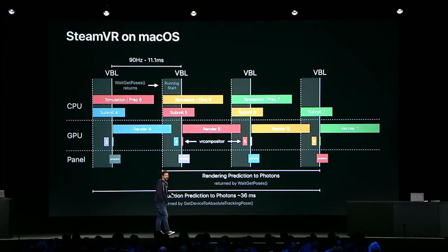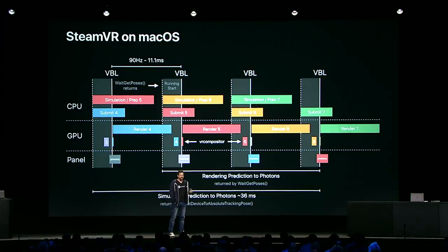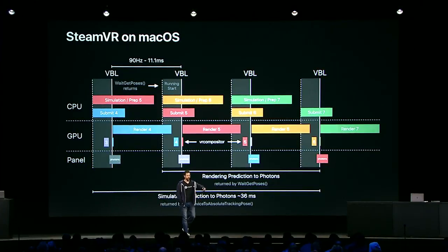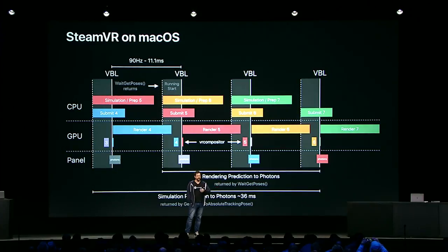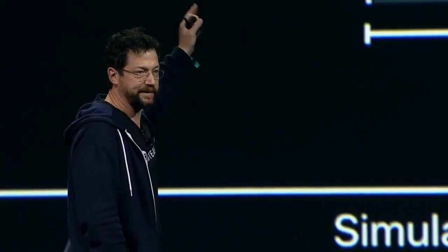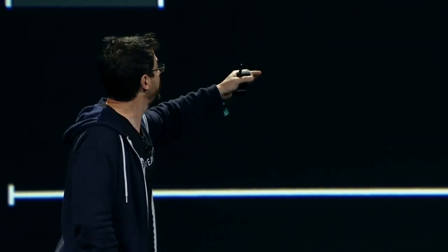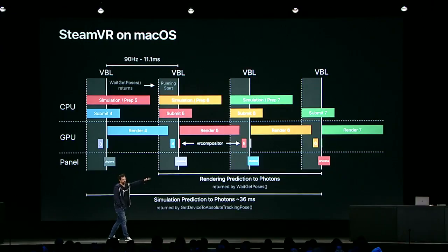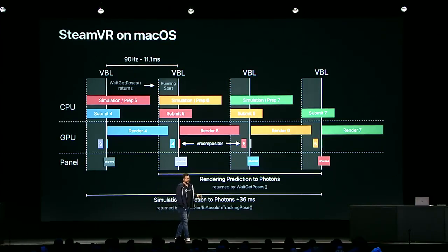But that code actually needs pose information also. It needs to know when the buttons were pressed and where the controllers were, and maybe it's interpolating something having to do with motion, or you're blocking something, or you're firing something. So this thread actually, it's going to wake up at around the same time, because WaitGetPoses gives it this important kind of sync point, but it's going to be calling a different API, because it's trying to get a pose much further out. It's looking 36 milliseconds out, and so it's going to be calling GetDeviceToAbsoluteTrackingPose.